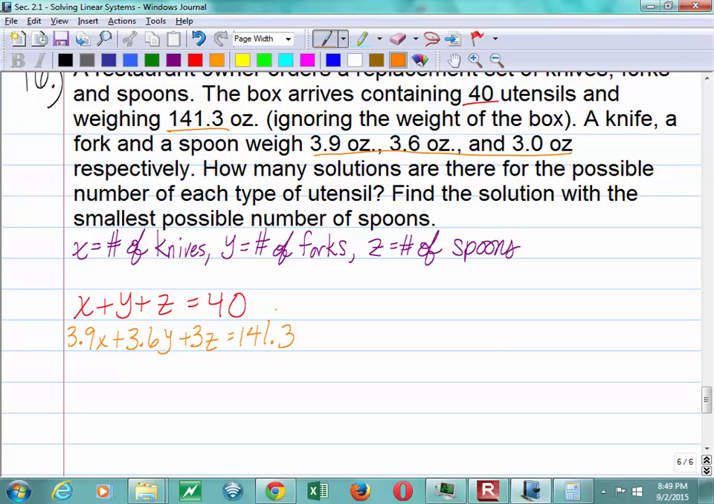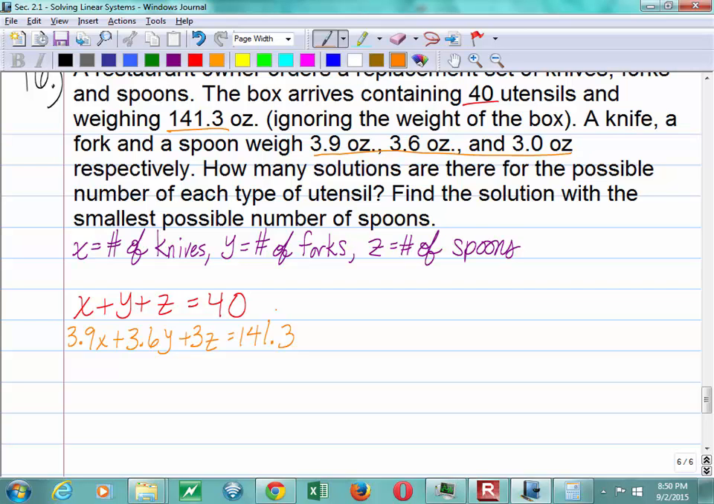Okie doke. So what we want to do, those are the only two equations that we have. So we know that we're not going to be able to find one unique solution probably. So let's see, they're basing everything on the number of spoons, which is z. So what I want to do is get x in terms of z and y in terms of z. So to do that, that means I'm going to need to eliminate the x once, and I'm going to need to eliminate the y once.